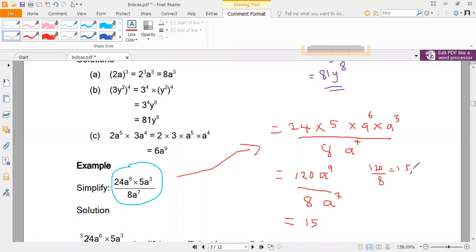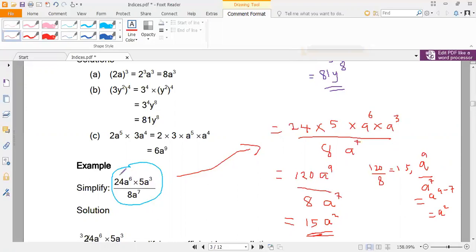And then also you deal with the a's alone, that is a power 9 divided by a to the power of 7. So of course, when you apply laws of indices here, it will be a power 9 minus 7, and the answer is a to the power of 2. So meaning that the answer here is 15a to the power of 2 as our final answer. So still you can see that we are applying the laws of indices when working out such situations.